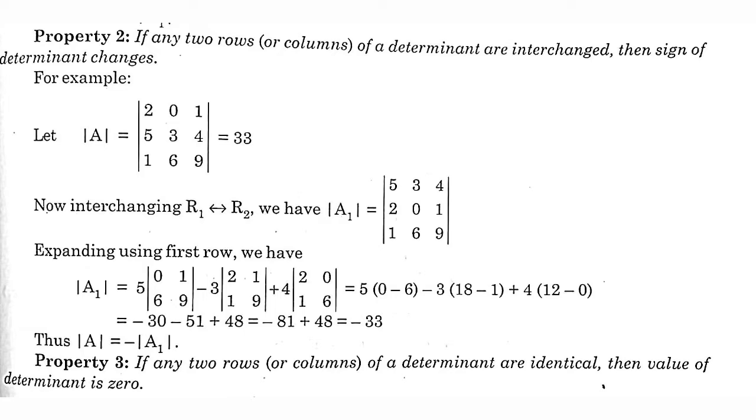Now property number 3: if any two rows or columns of a determinant are identical, the value of the determinant will be 0. It means students, if two rows or two columns are equal, then the value of that determinant will be 0. Understood? If any two rows or any two columns are identical or equal, then the value of the determinant will be 0. Let us see the example over here.